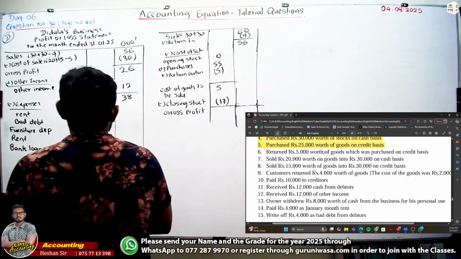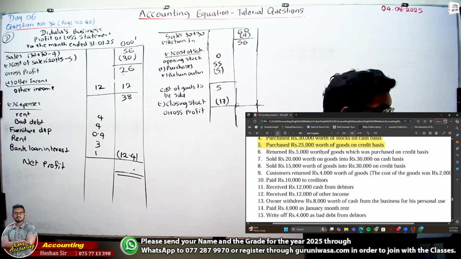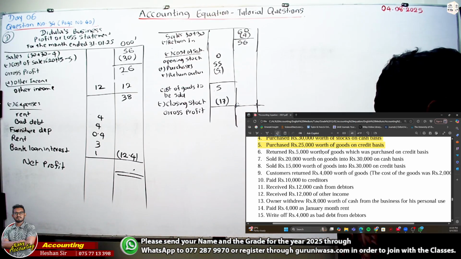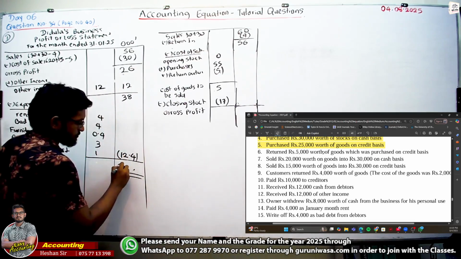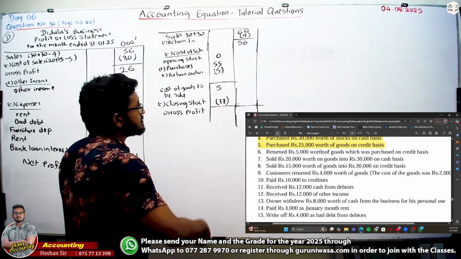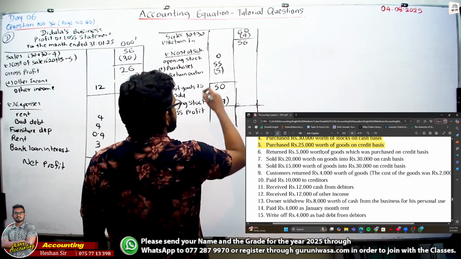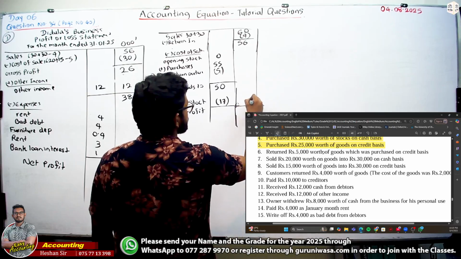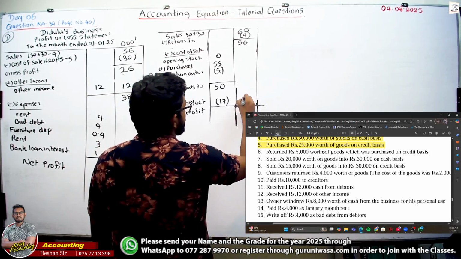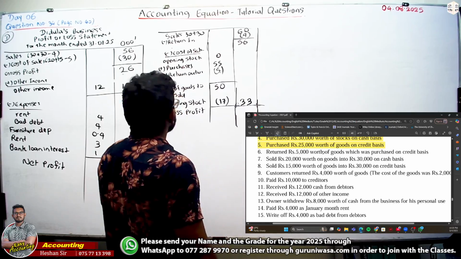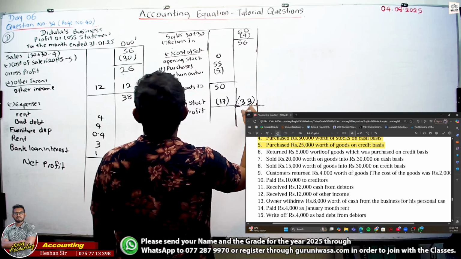Now how much is this? 25.6, sir. 25.6. In here 50, 50 minus 70. 33, right? Yes, sir. So in here 3.